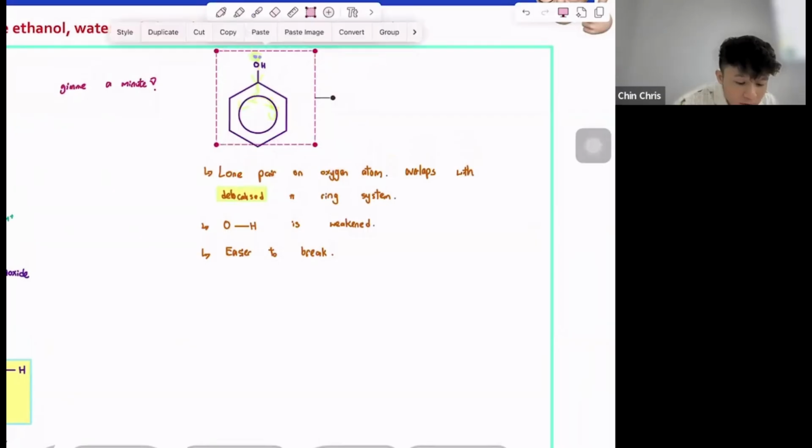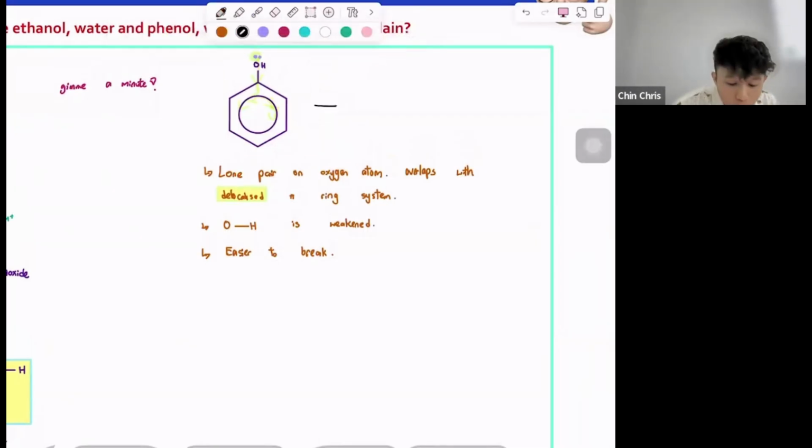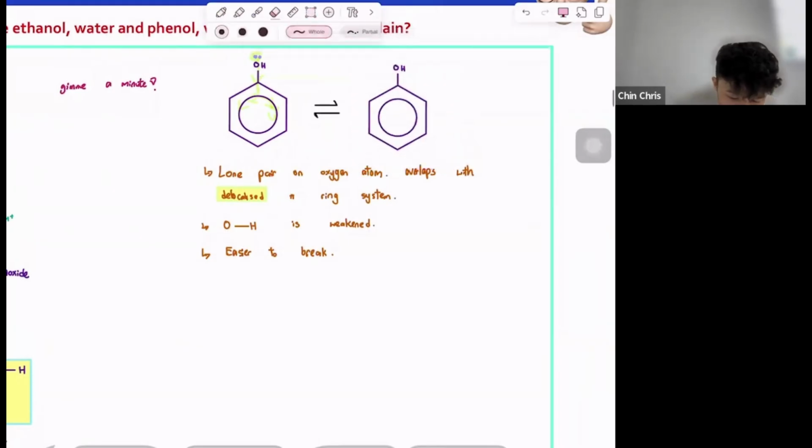We are done talking about this one. Let's talk about after it is being broken. So right now, what do we have? It's a phenoxide ion. You see a phenoxide ion.